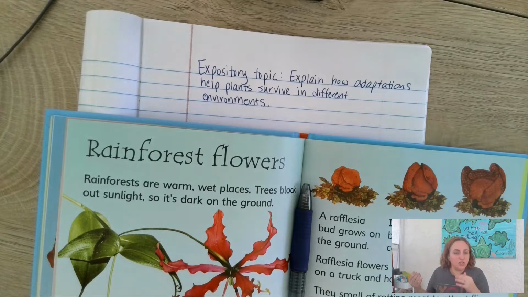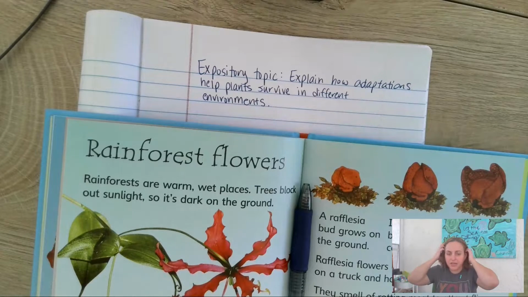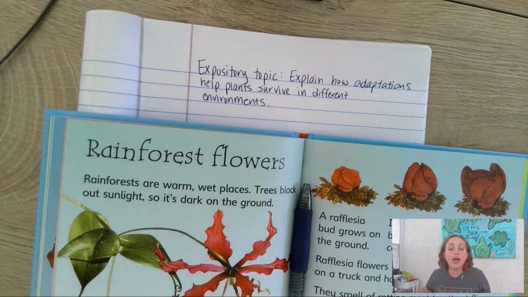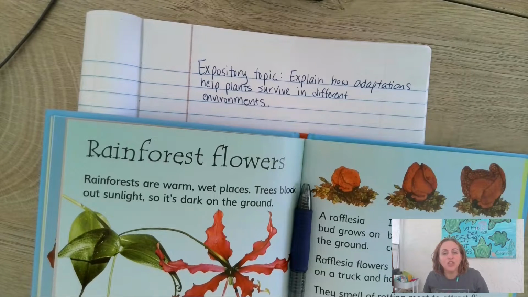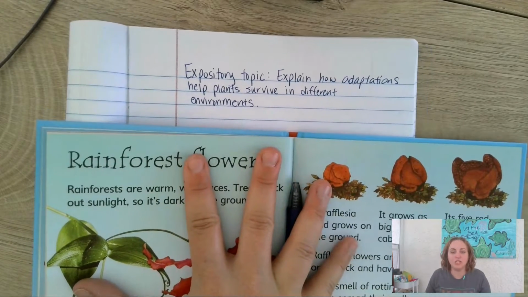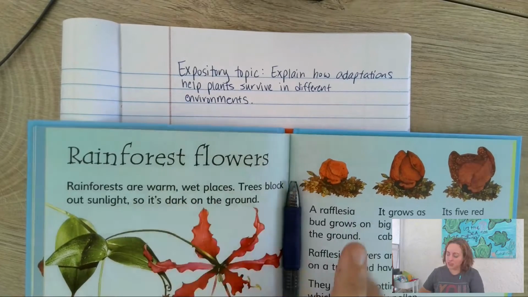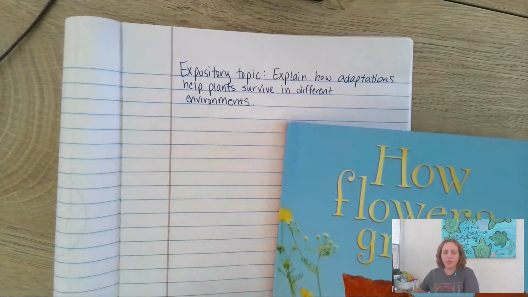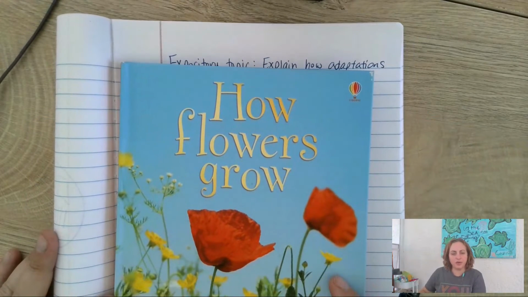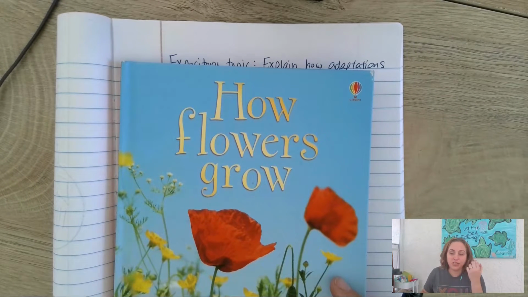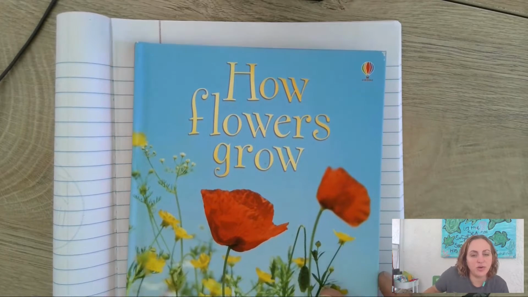So I'm going to use a completely different expository topic just because I want to be able to show you how to work through this process, okay? So my expository topic is to explain how adaptations help plants to survive in different environments. And so what I did was I have this book called How Flowers Grow, and I wanted to look at, well, how do flowers grow in different environments?